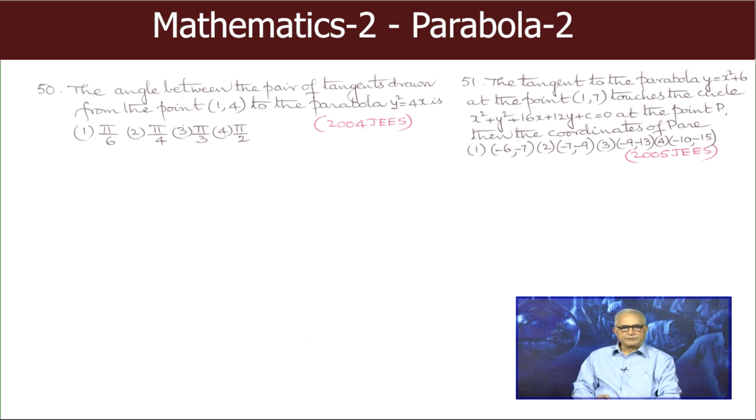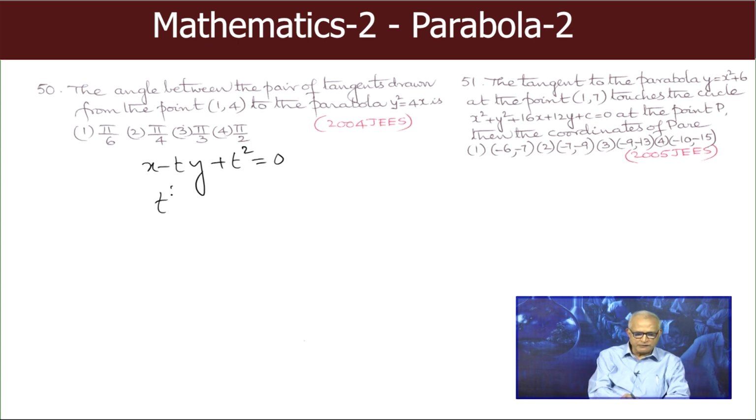2004 screening. Well, a tangent to the parabola is x minus ty plus at square equal to 0. a is 1 here. That is the tangent to the parabola. This passes through 1, 4 if and only if minus 4t plus 1 plus t square equal to 0.